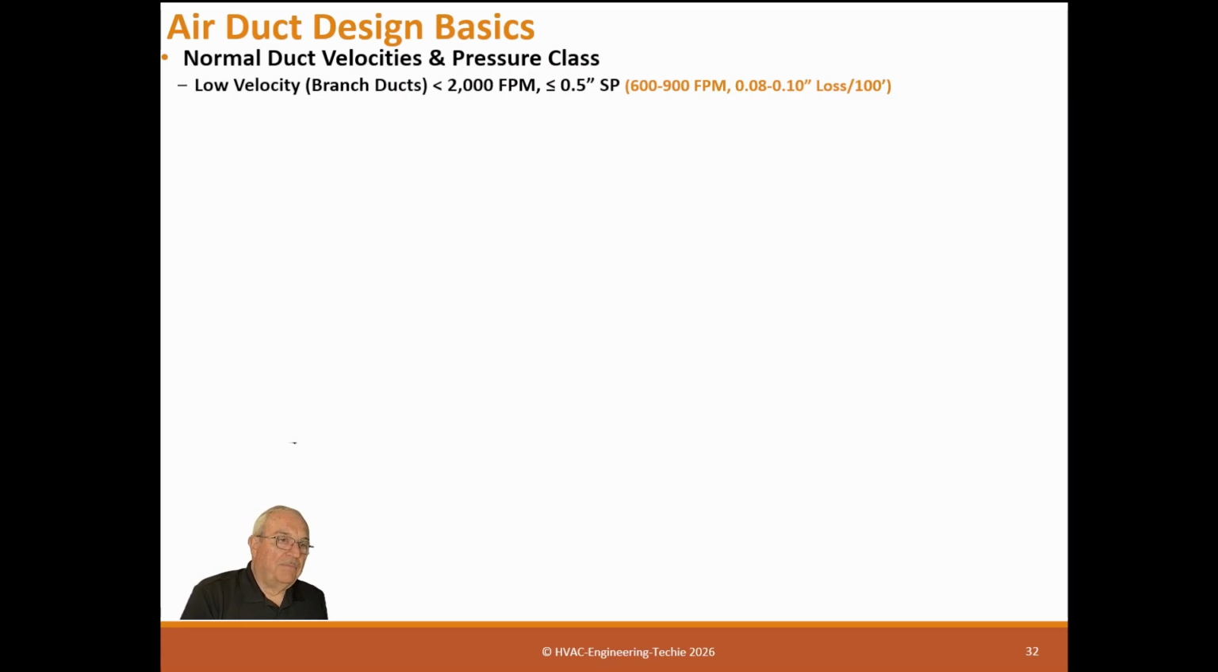So duct pressures and velocities have changed greatly over the years. When I first started, it was nothing to have a medium pressure system running at 10 inches static pressure, what we called high velocity duct systems. You will never see that today, because the horsepower and sound from that is horrendous. So nowadays they're changing. The low velocity branch duct was originally 2,000 feet per minute, at plus or minus a half inch static pressure. Still that pressure, but you won't be sizing anything at 2,000 feet per minute. The velocity is really 600 to 900 feet per minute.